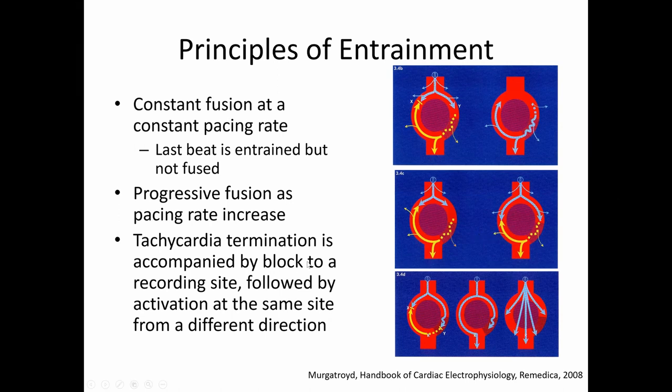And then the last principle of entrainment is that tachycardia termination is accompanied by block to a recording site. So this is a little R. If you have a little recording stimulus here, you're expecting to see always your activation coming from this direction towards point R. But with block of the circuit, you're going to get activation of this same site from a different direction. So either from here, because you block this tissue here, or the functional obstacle can now allow conduction through it and it's coming straight down towards it.